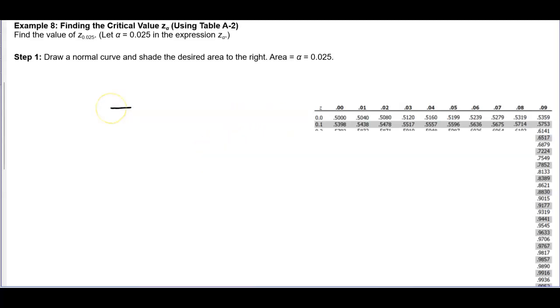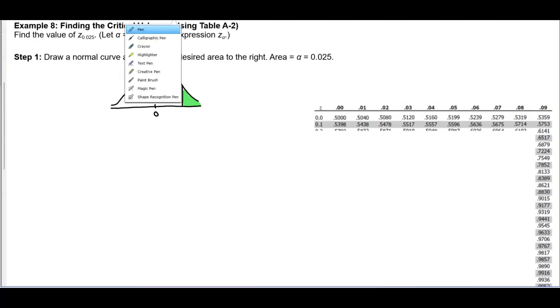So we want to draw first our normal curve. Okay, we know the mean is here. And so the area to the right is going to represent alpha. So if we shade this area that's to the right, this represents what alpha is. And so alpha represents 0.025. And if we want, we can add a 0 at the end.